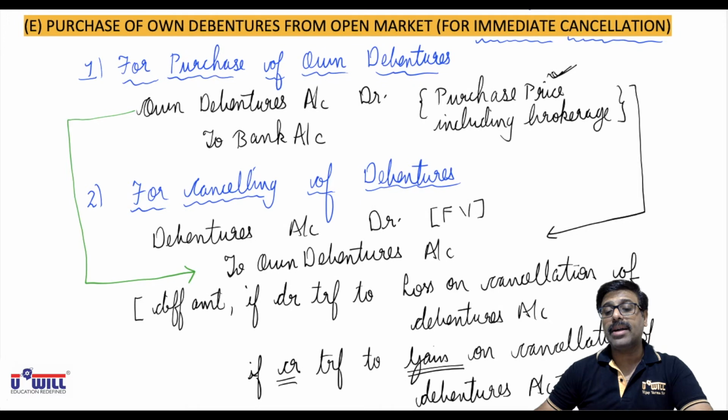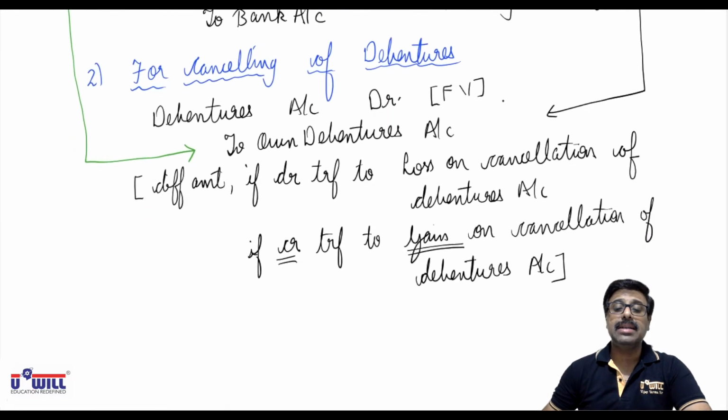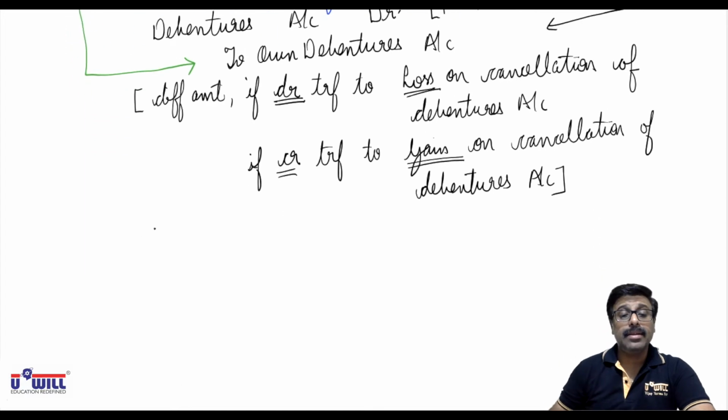If from the open market you have purchased at more than 100 rupees, then credit will be more and debit will be less. So balancing figure remaining in debit column, you will transfer to loss on cancellation of debentures account. Okay. Then third entry.